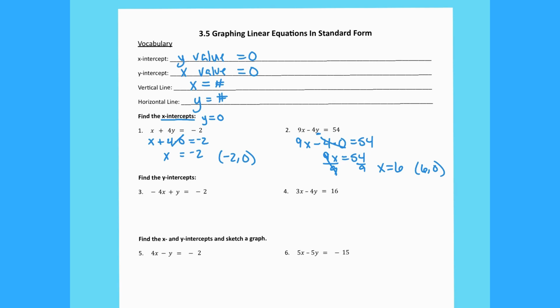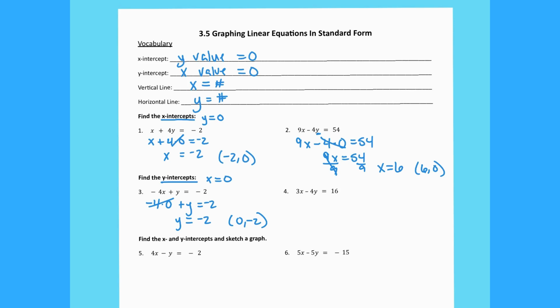Now we're going to do the other one, the y-intercept. So for the y-intercept up above, we said that the x value equals 0. So we're going to make x equal 0. So instead of negative 4 times x, it's going to be negative 4 times 0 plus y equals negative 2. And then anything times 0 essentially just goes away. So the y is by itself equal to negative 2. And that ordered pair is going to be 0, negative 2.